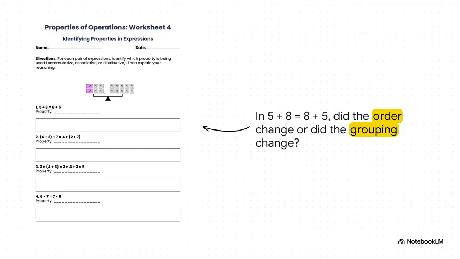Okay, let's look at problem number 1 together. On the left, we have 5 plus 8. On the right, 8 plus 5. Ask yourself that key question. Did the order of the numbers change? Yes, absolutely. The 5 and the 8 totally swapped spots. Are there any parentheses changing groups? Nope, none. So this has to be the commutative property. See? You've totally got this.